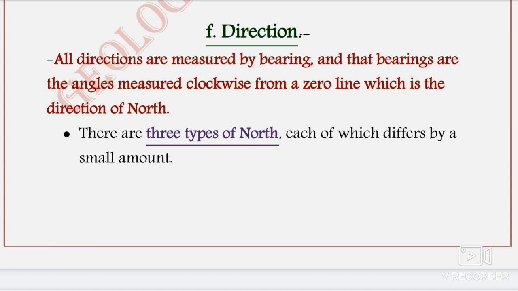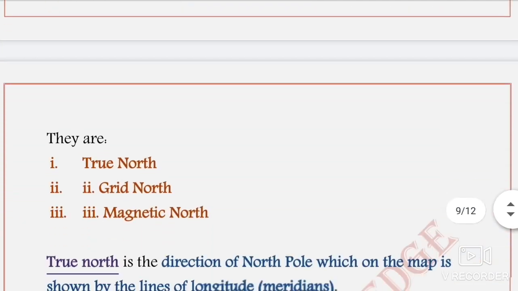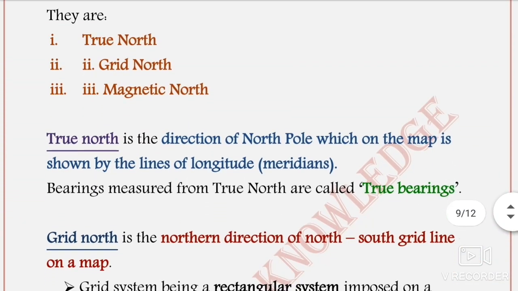There are basically three types of north, and they all are important, and we must understand the basics and how to distinguish between these three norths, each of which differs by a small amount. And what are these norths? That is the true north, the grid north, and the magnetic north.